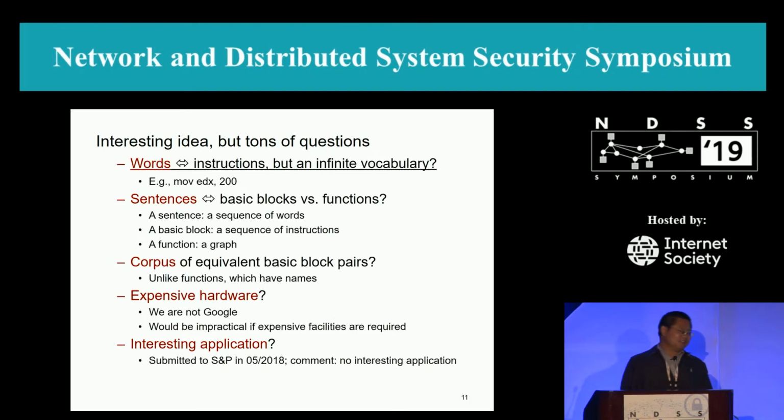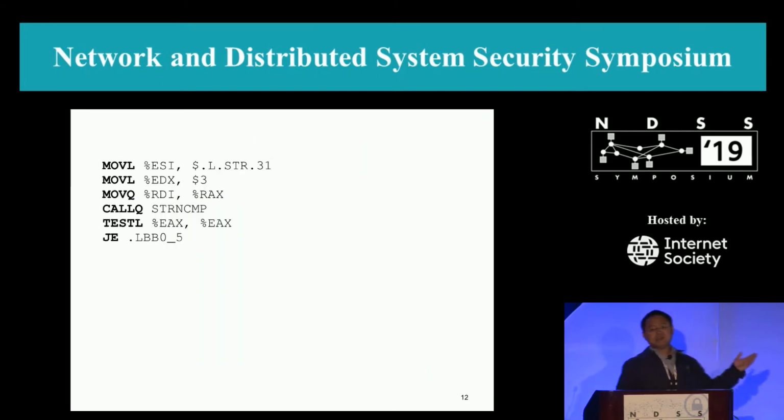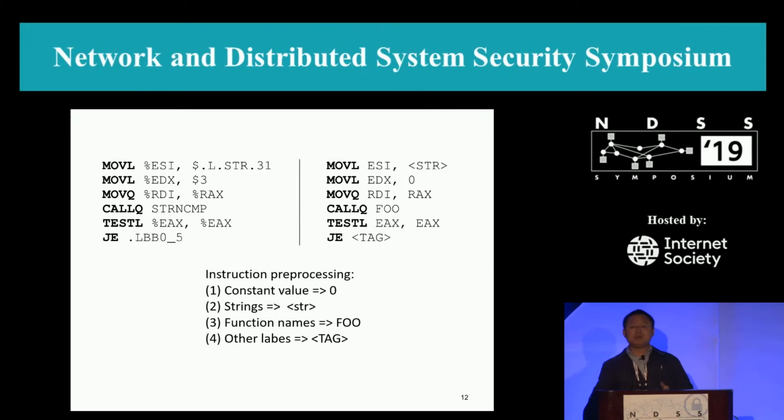Right. So let's start with this first problem, the infinite vocabulary problem. If you look at this piece of x86 code, you can obviously see that it contains constant values, labels, and jump addresses. If we use these kinds of instructions to build our vocabulary, we will end up with an infinite vocabulary.